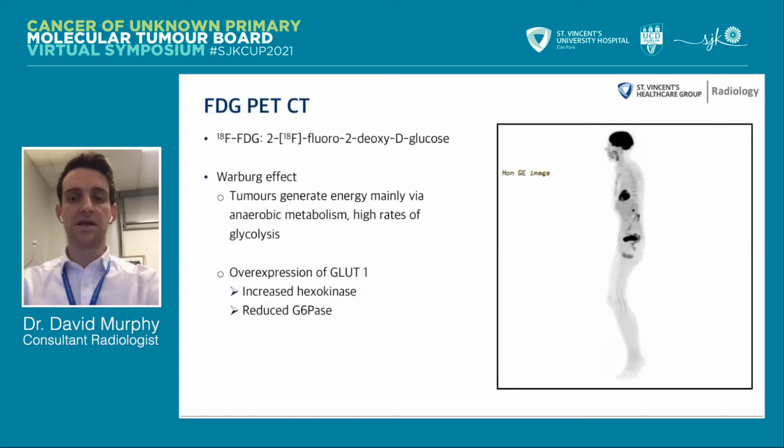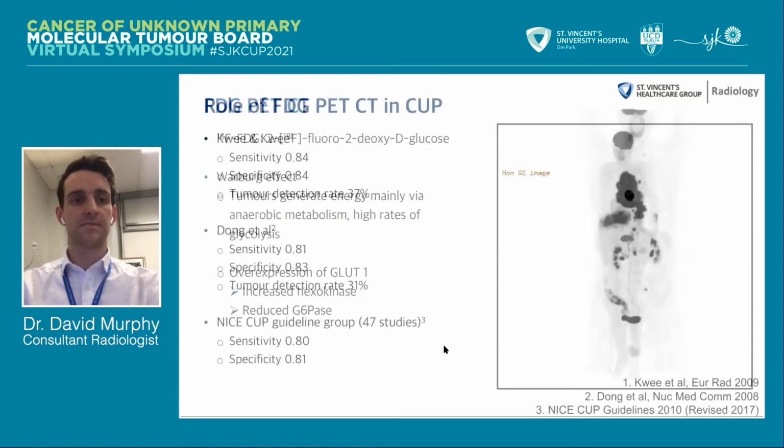FDG PET-CT is widely established now in the field of oncology imaging. It takes advantage of the Warburg effect with high rates of anaerobic glycolysis in tumours. And it is very attractive in imaging patients with cancer of unknown primary, as it provides whole body imaging, which can be extended to include vertex to toes in certain circumstances.